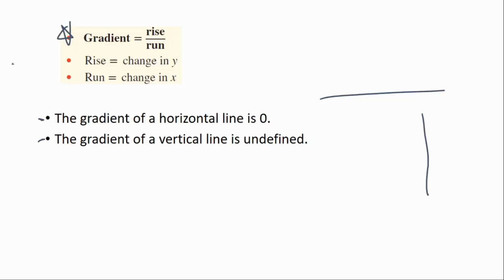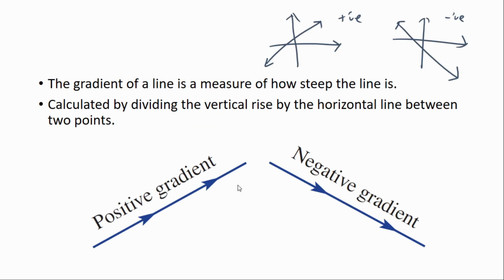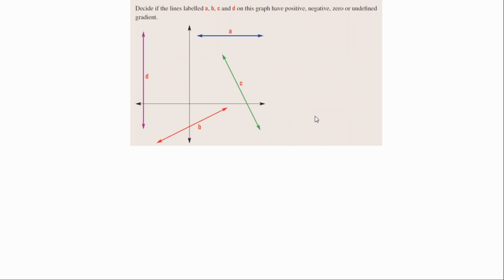So just going back to the slides, remember, gradient of a horizontal line is 0. Gradient of a vertical line is undefined. Left to right, upwards is positive, left to right, downwards is negative. Make sure you remember all of those. Alright, now it's your turn. Very similar question. Have a go at these by yourself and just unpause it when you're ready to go through it with me.